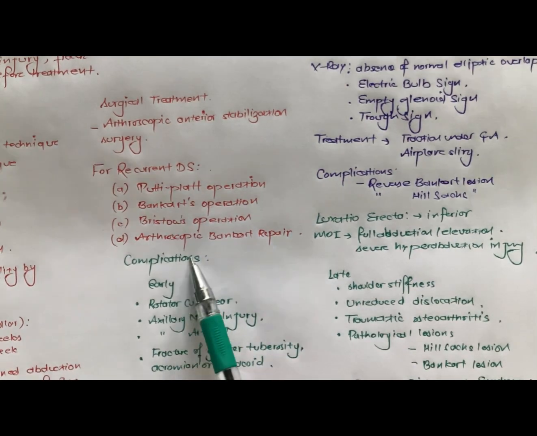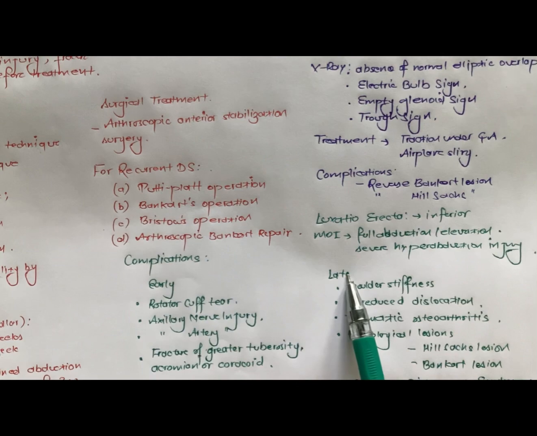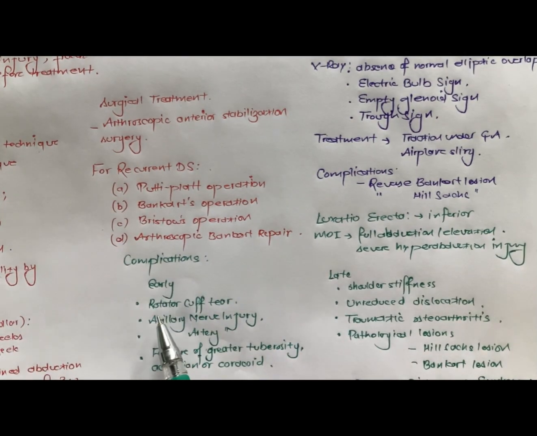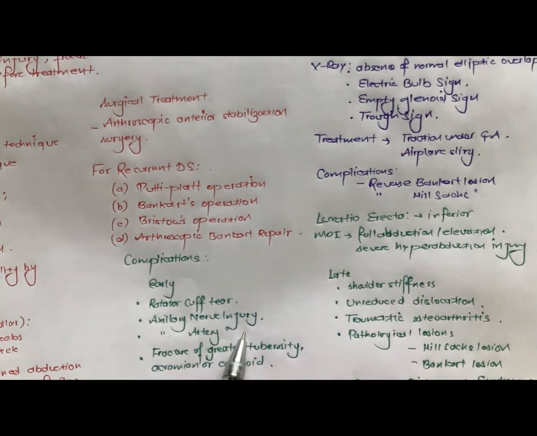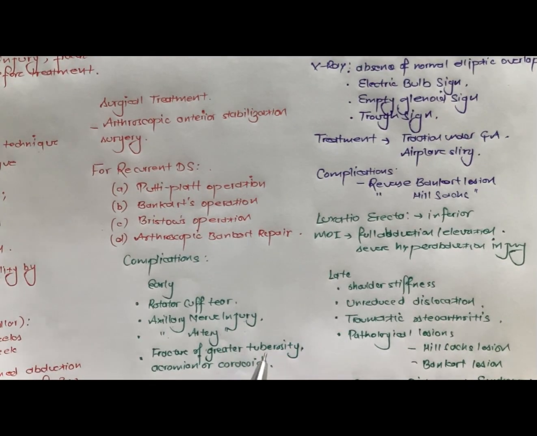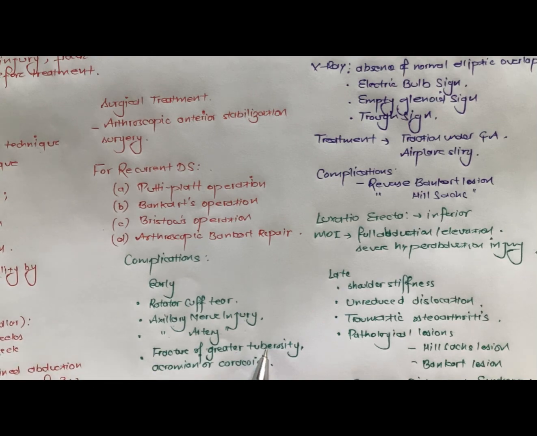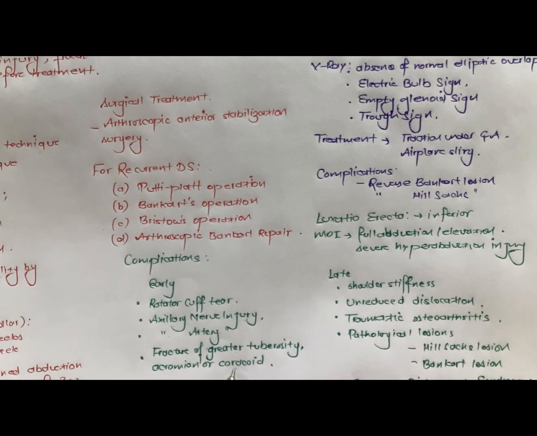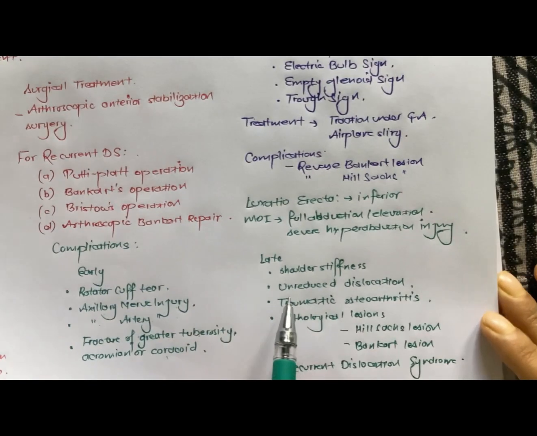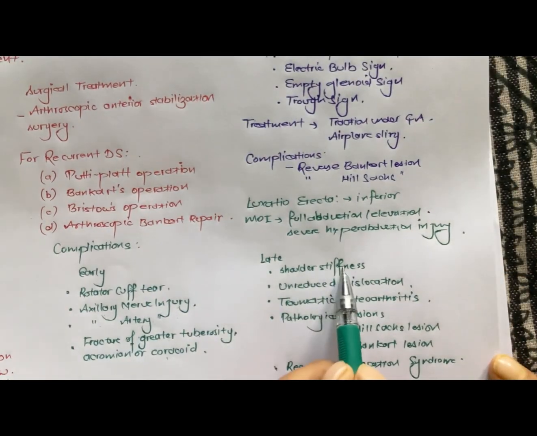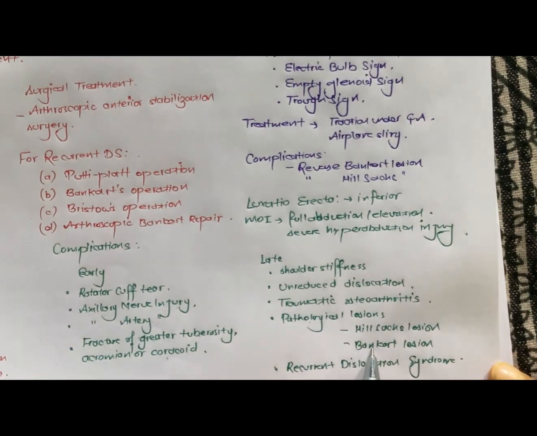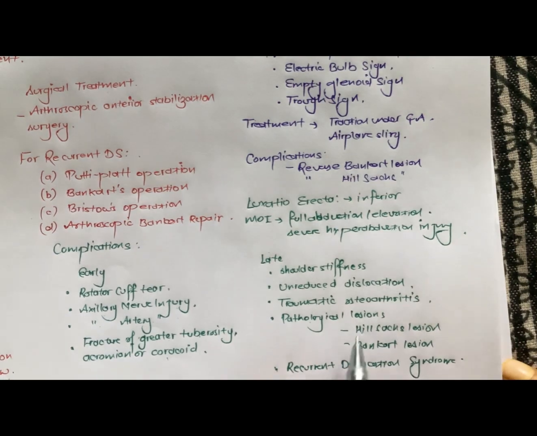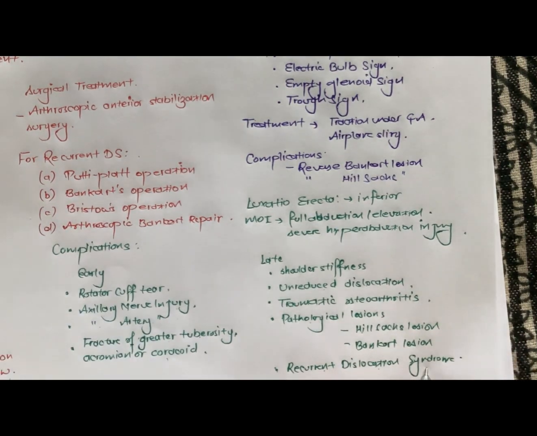Now talking about the complications, they can be early and late. In early complications there could be rotator cuff tear, axillary nerve injury, axillary artery injury, and fracture of the greater tuberosity, and fracture of the acromion or coracoid can also be seen. And in late complications, there will be shoulder stiffness, unreduced dislocation, traumatic osteoarthritis, pathological lesions like Bankart lesion and Hill-Sachs lesion, and there could be recurrent dislocation syndrome.